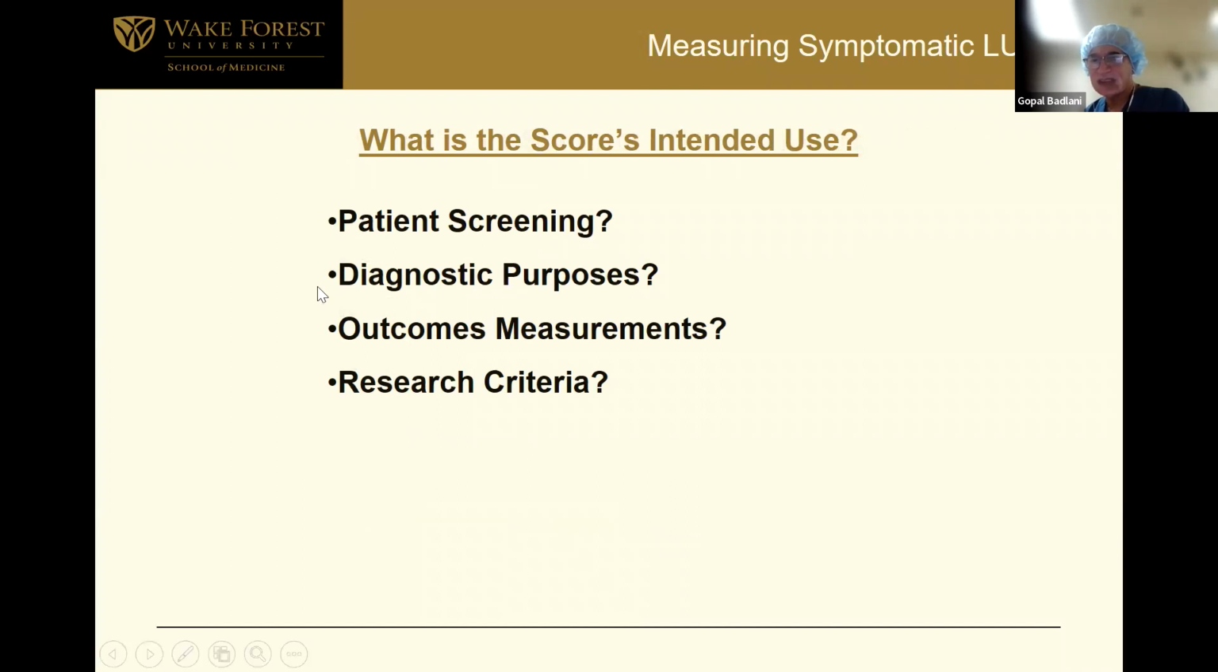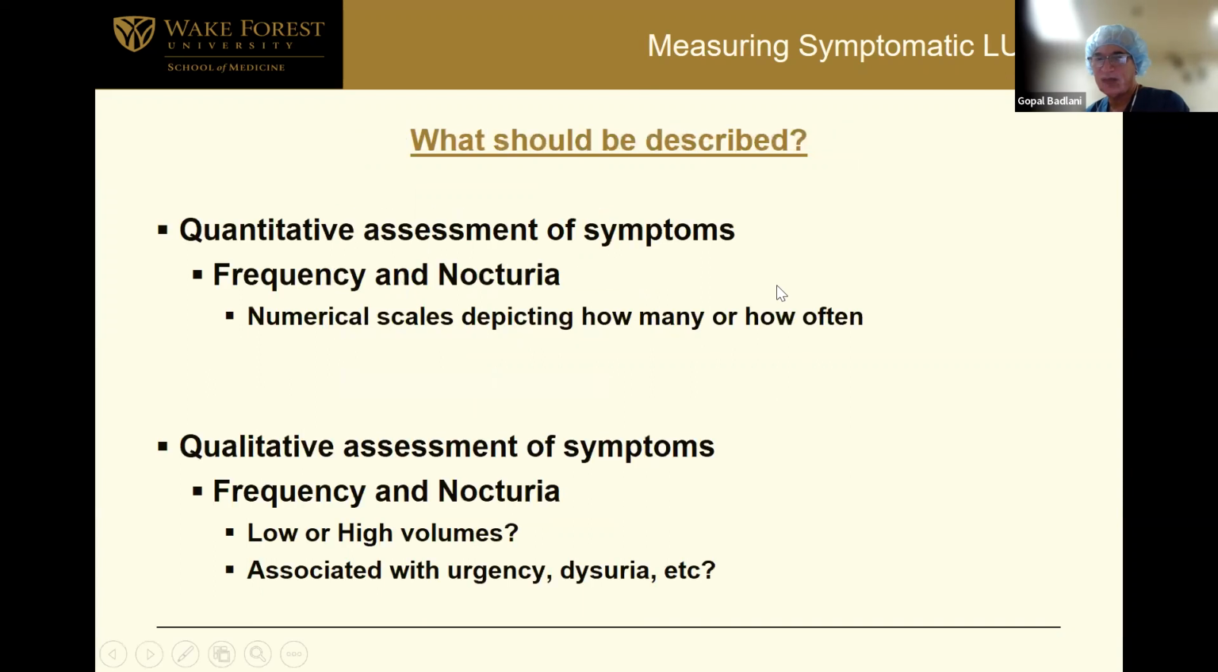What's helpful is in patient screening. It's not a diagnostic tool. It helps you from one visit to the other or to look at the treatment benefit, but IPSS doesn't make the diagnosis of a prostate obstruction. It is helpful as an outcome measure and in research, but it's quantitative. It doesn't tell you how many times or how often the person is going. And again, related to nocturia, it doesn't tell you how bothered they are and the volume of the urination.